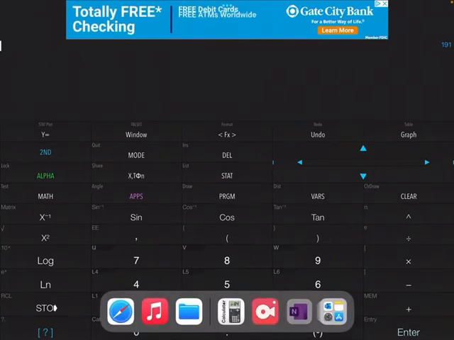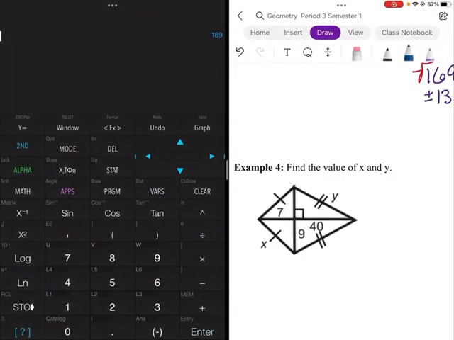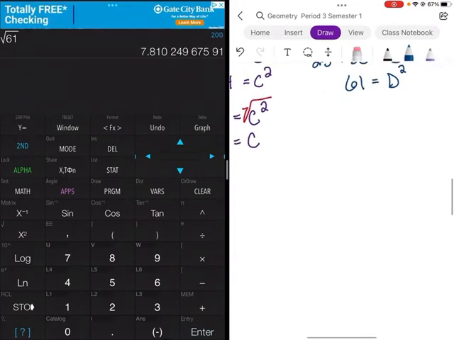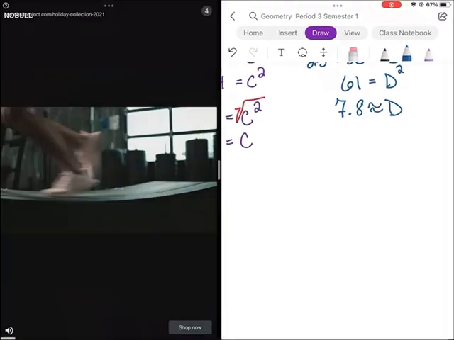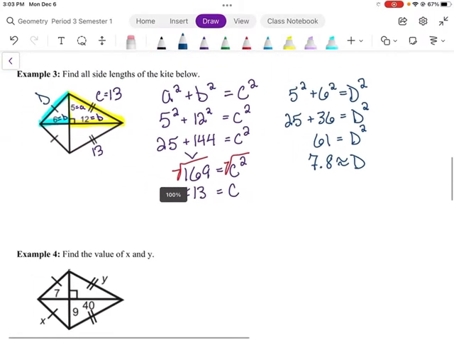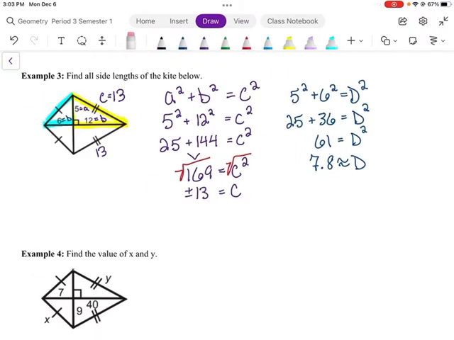There we go. So we need to find the square root of 61, which is about 7.8. And that is equal to D. Perfect. So now that we have both of our answers, we are able to label all of the side lengths of our kite. So sometimes you will need to use Pythagorean theorem in our problems.